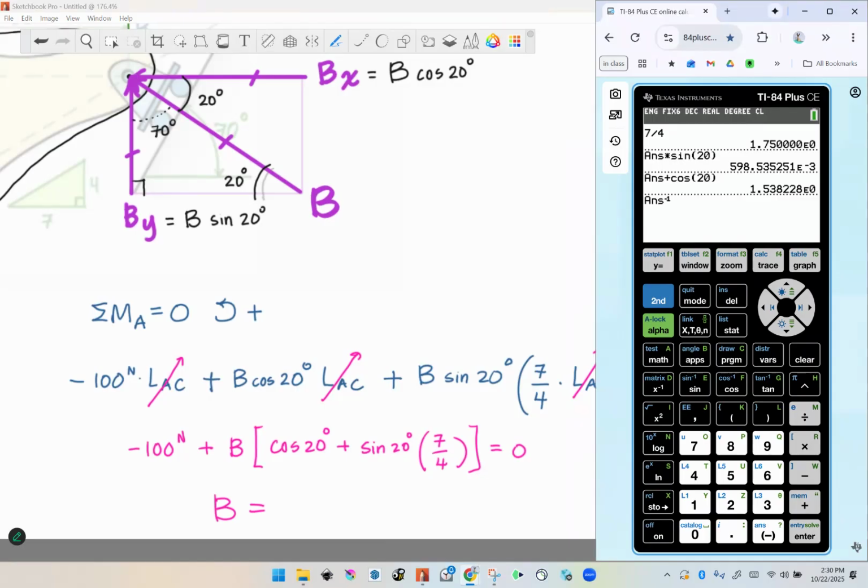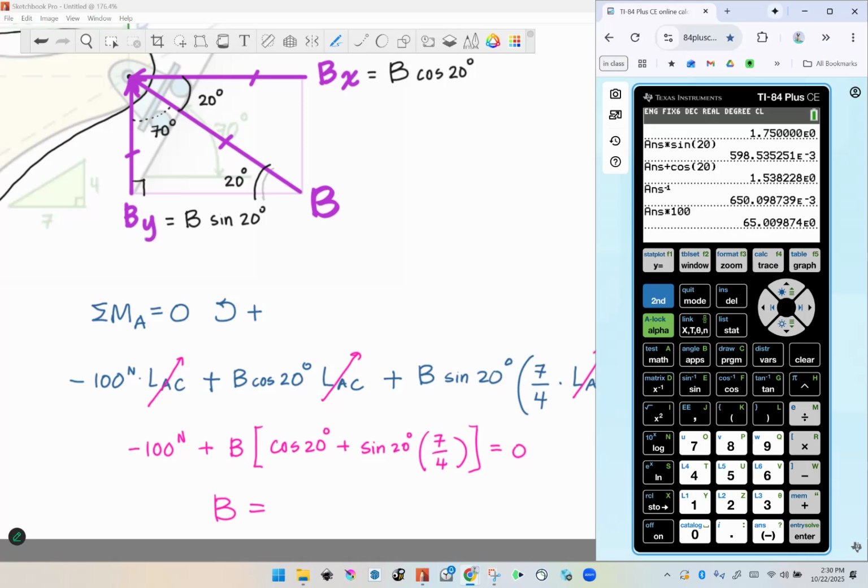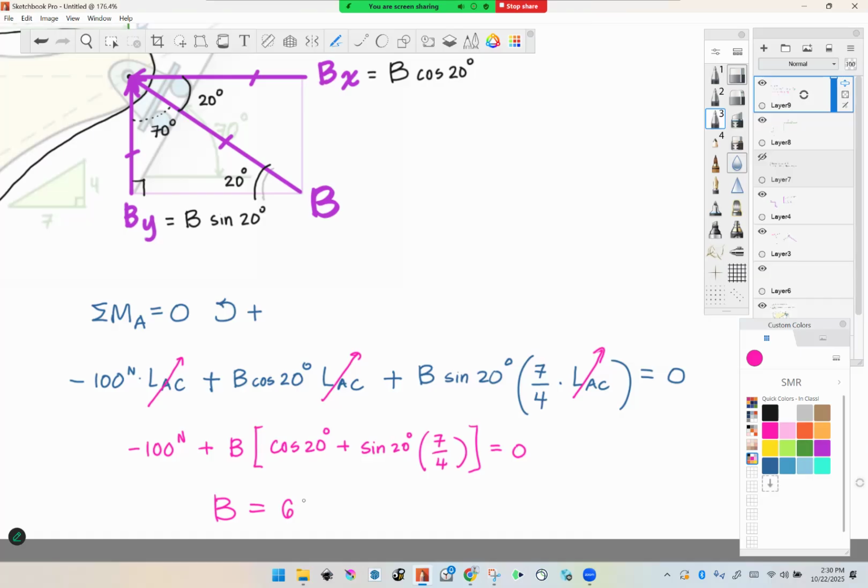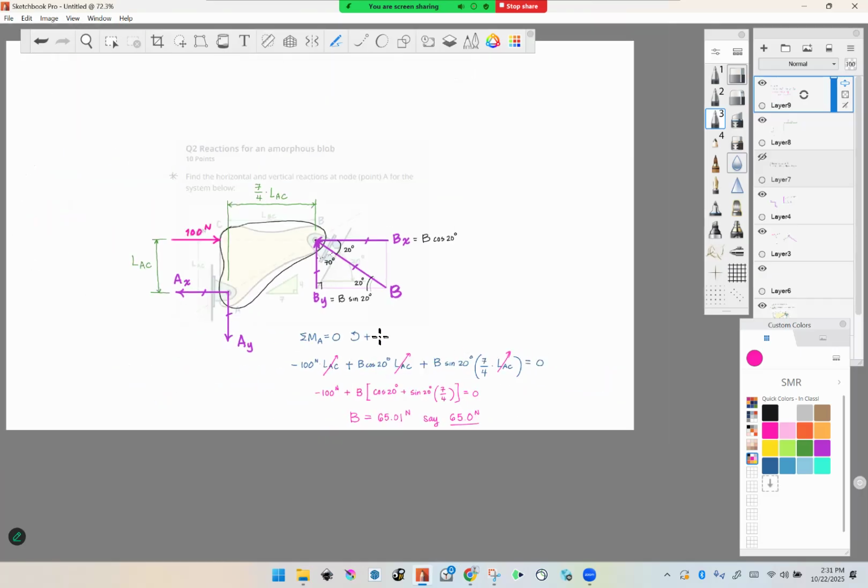I'm going to do x to the minus 1 to put it in the denominator of the right side of the equation, and then multiply by positive 100, what's going to be in the numerator of the right side of the equation. And that's going to give me my answer for B, 65.01 newtons. And for a final answer, we would round that down to 65.0. So B is solved.